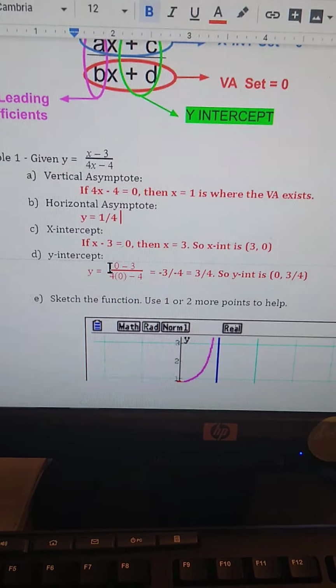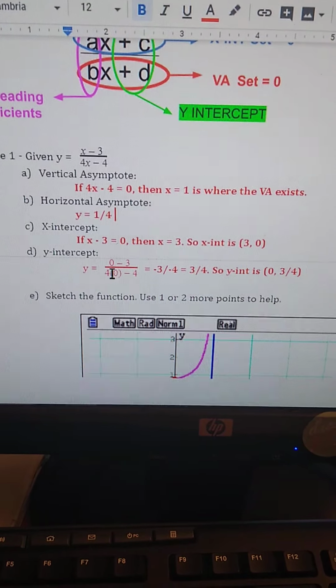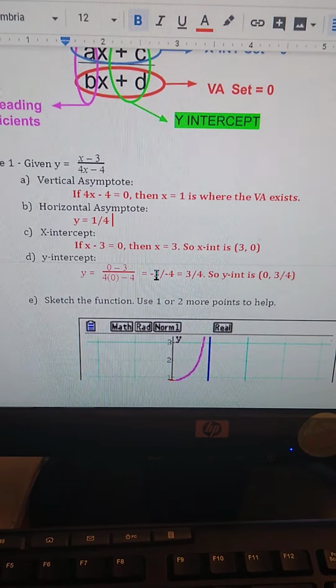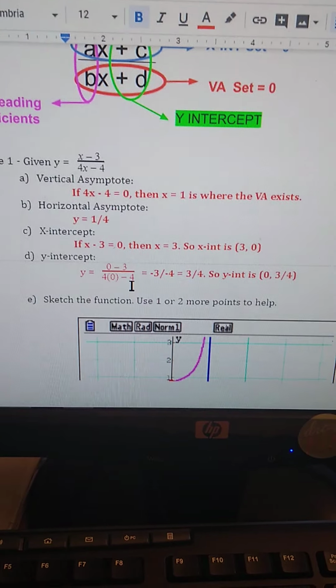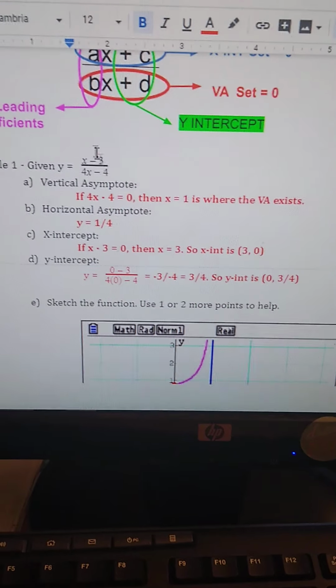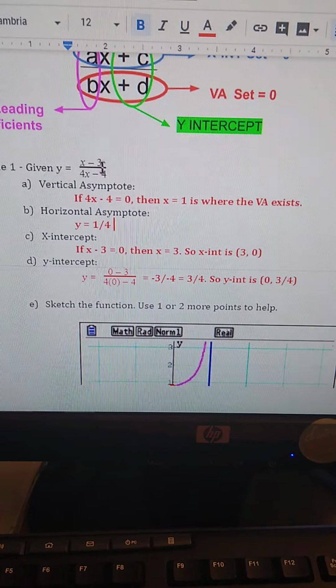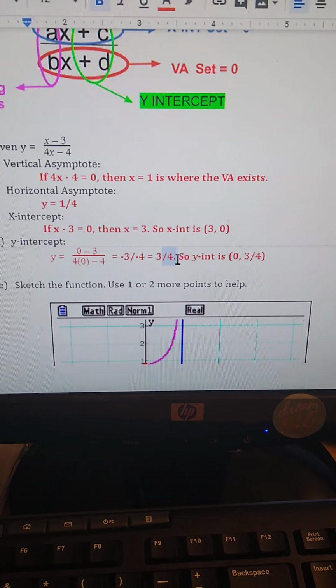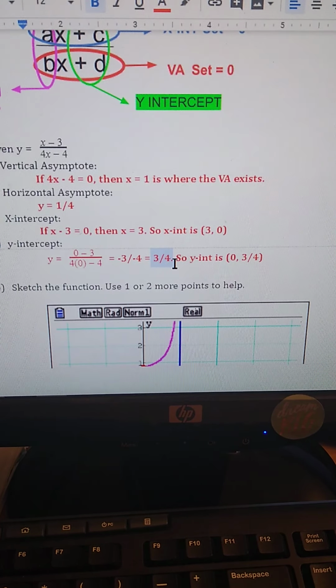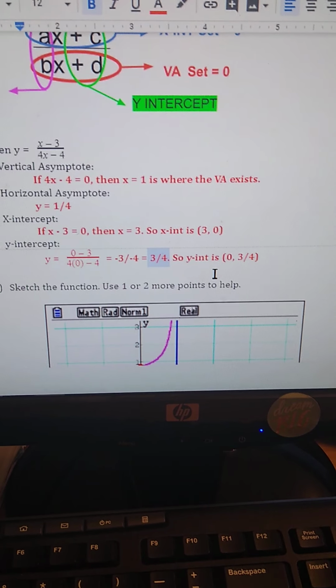And then the y-intercept, when x equals 0. So if I plug 0 in for x, the numerator would give me negative 3. The denominator, 0 times 4 is 0. 0 minus 4 is negative 4. And really, it just ends up being these constants, negative 3 over negative 4, which two negatives make a positive, so it's just 3/4. So the y-intercept is 0, 3/4.